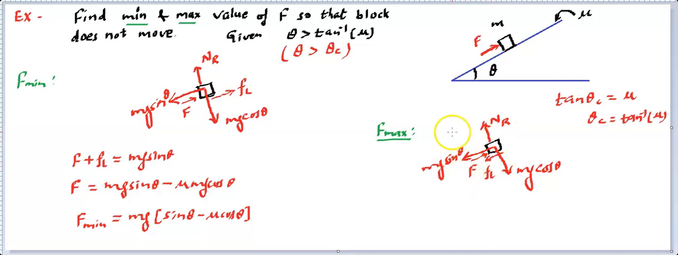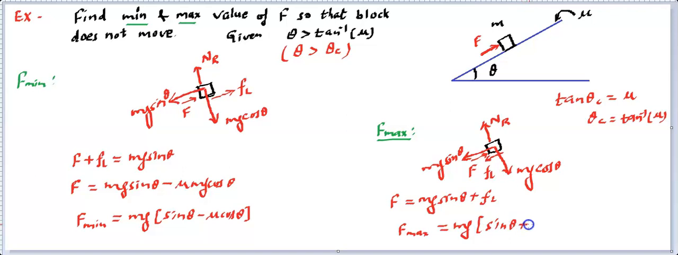So we can write this is the FBD and this is just at equilibrium. So we can apply the equation for just equilibrium, and now the condition will be F is going to be equal to mg sine theta plus limiting friction. And limiting friction will be mu into normal reaction, so it's mu mg cos theta. And you can take this mg common. So the maximum value of the force that you can apply is mg in bracket sine theta plus mu cos theta.